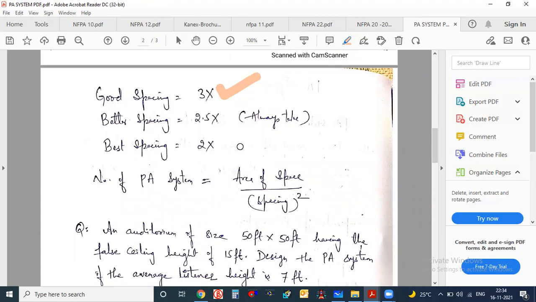Good spacing means if you are following 3x, it means that you have placed the speakers in a very good way. And 2.5 is the better and 2 is the best. Always take 2.5. How to find the number of PA systems? Area of space divided by spacing, whole square.